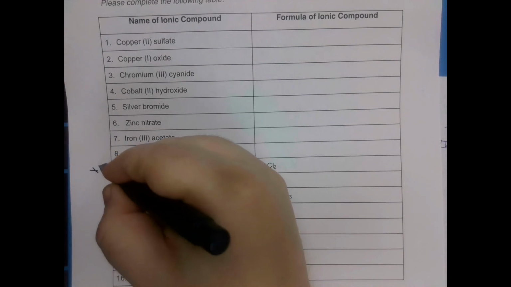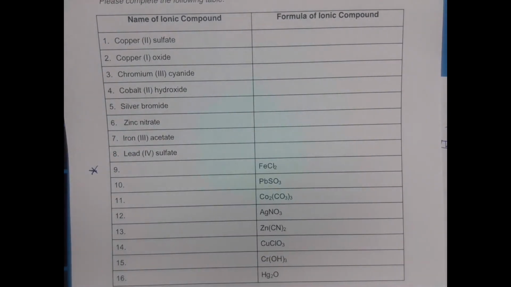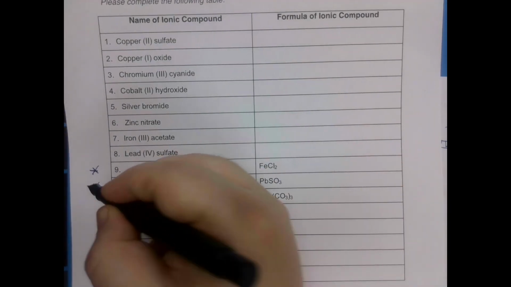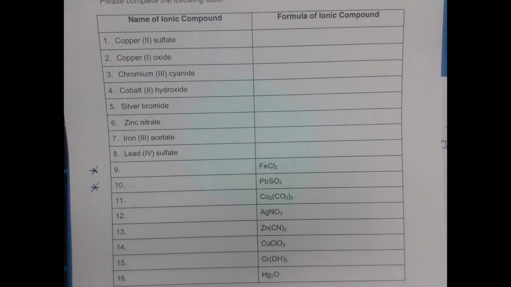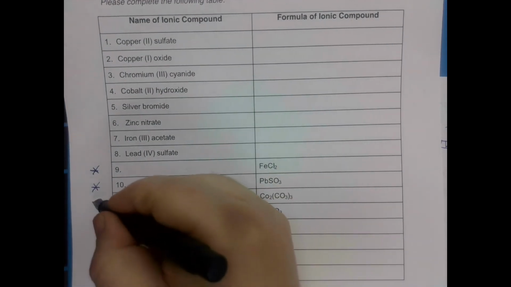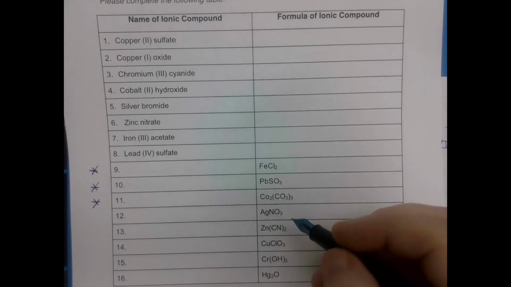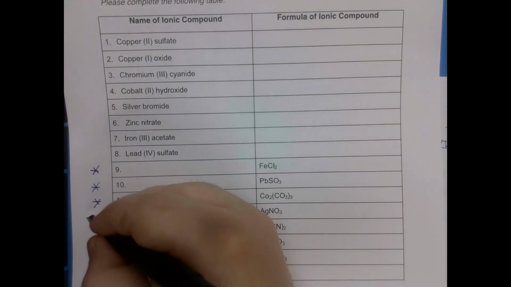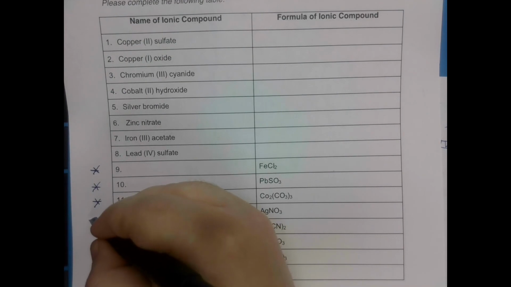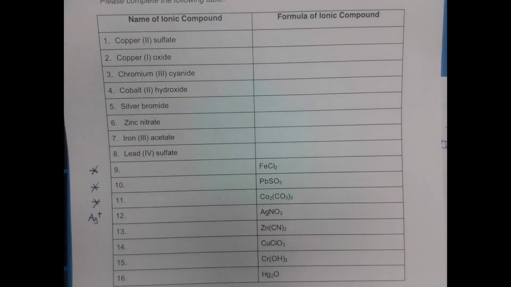Iron needs Roman numerals. Lead needs Roman numerals. Cobalt, where is cobalt? Cobalt needs Roman numerals. Silver does not. Zinc does not. So silver is Ag+.